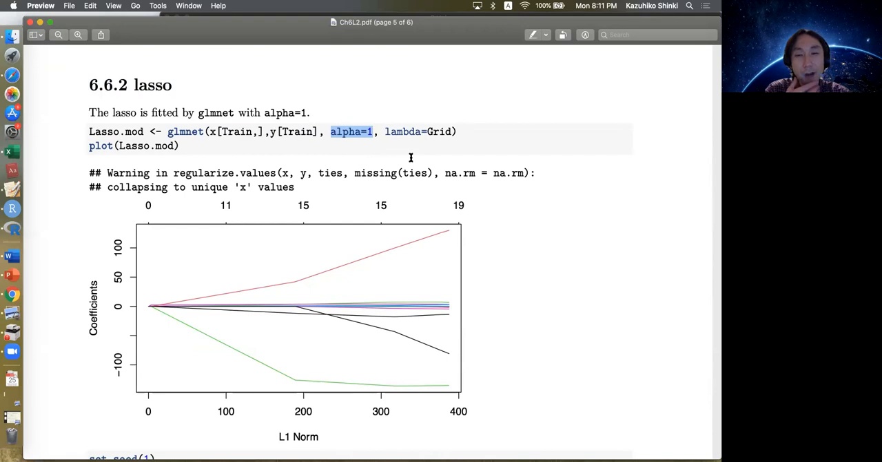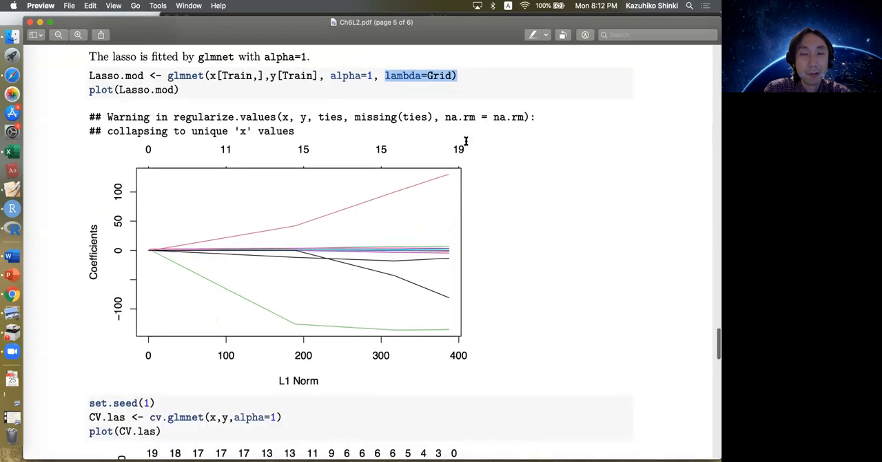So if alpha is 1.5, then I think R probably penalizes the absolute value of beta to the 1.5th power. And lambda is equal to grid. Yeah, so last time we defined the lambda values from 0.01 to 10 billion. So then we get this. Now this is the L1 norm, the summation of the absolute values of the beta j's.